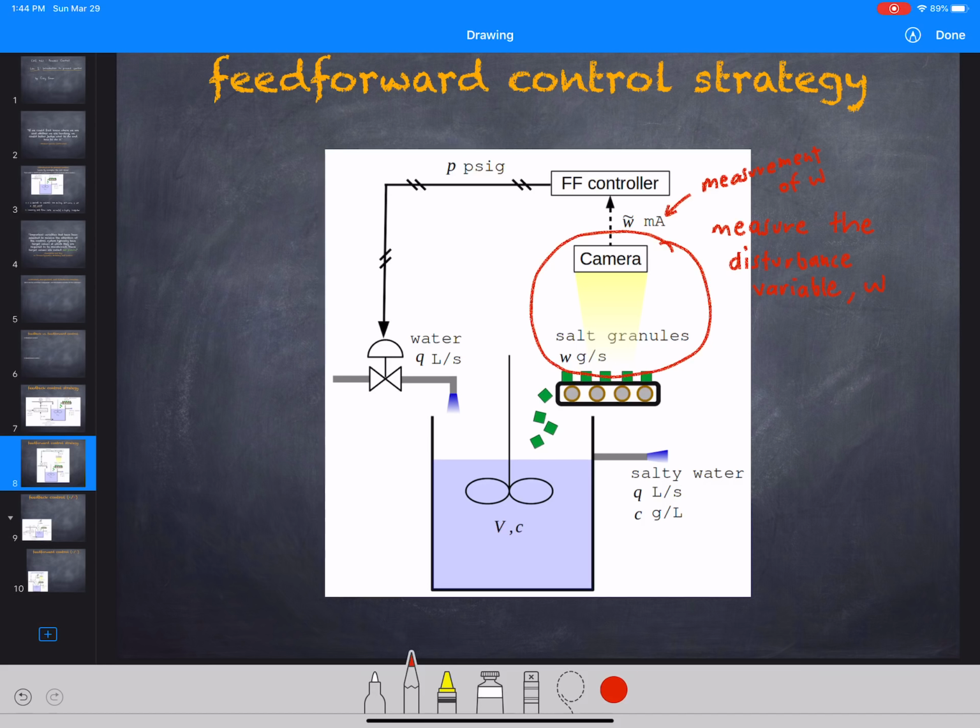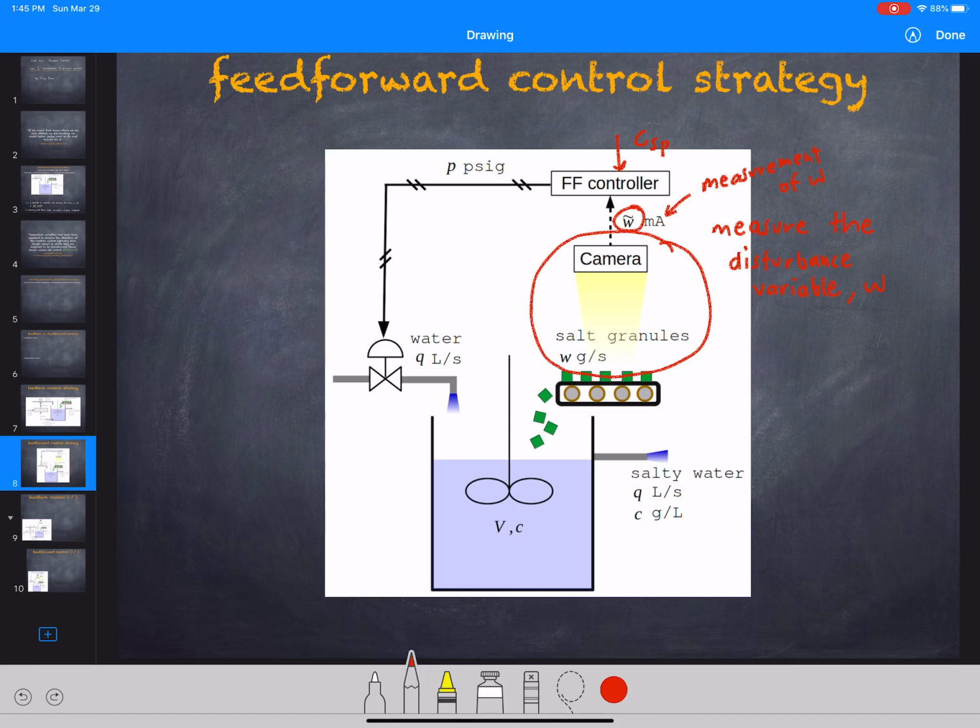And the feed-forward controller, which also takes in a set point, so I should have a CSP here, then considers what the set point of the salt concentration is. It looks at what the actual flow rate of salt granules is at the moment, and based on that, takes action by sending a pneumatic signal to the control valve, which then opens or closes this valve.